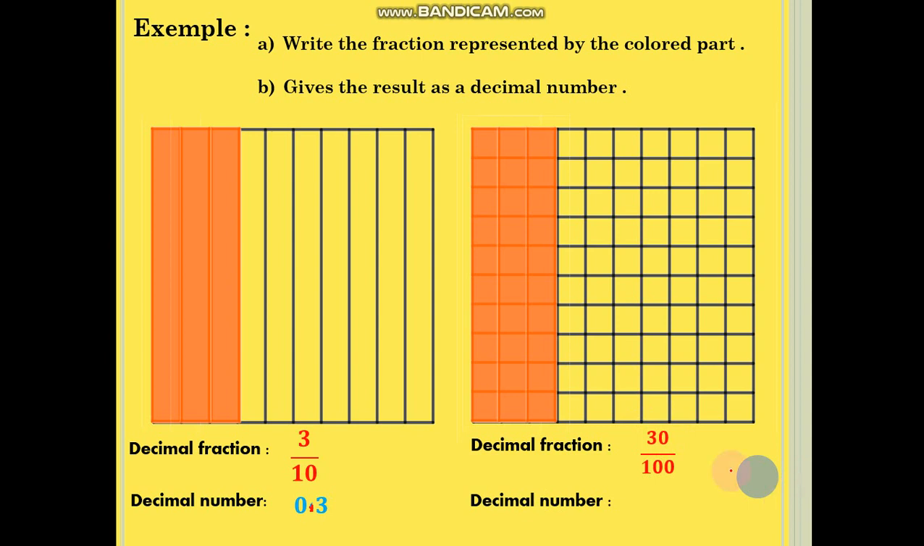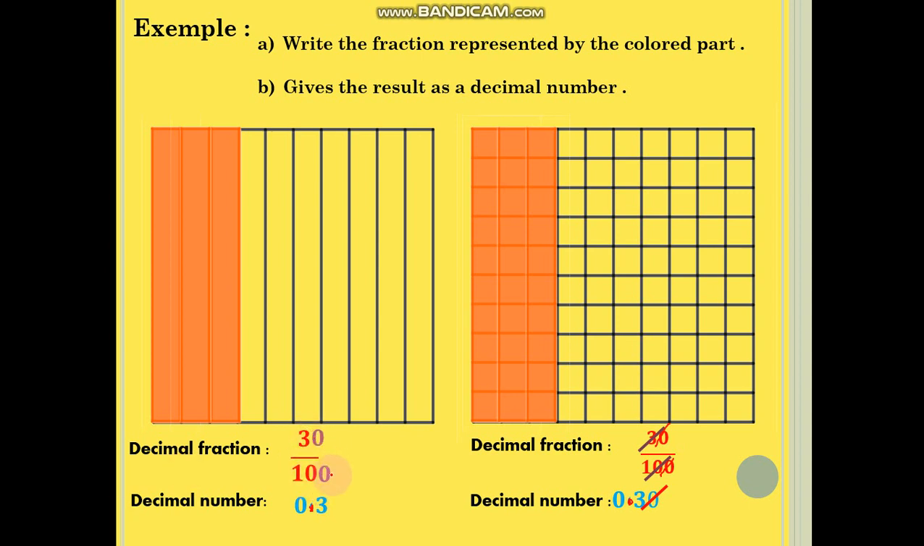How do I write it in decimal numbers? Let's see. Here I have 30 over 100. It's 0.30. When I have over 100, I have 2 zeros, so I have 2 digits after the point. So I write 30, I count 1, 2, here I have 2 digits, I put the point, so 0.30. If I think about it, I can eliminate this 0 because this 0 is on the right of the point. So it's 0.3. This means 30 over 100 is equal to 3 over 10, right? So 30 over 100 is equal to 3 over 10.